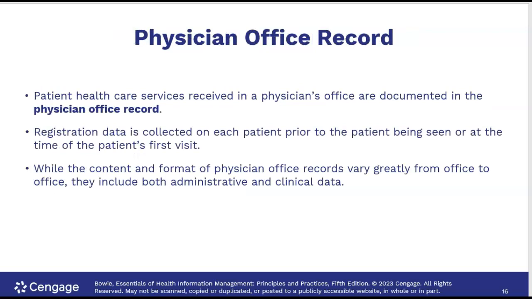Now, the physician office record. This is when you go to see the physician, let's say for a urology appointment or internal medicine because of a yearly physical. So the patient healthcare services received in a physician office are documented, of course, in the physician office record. Registration data is collected on each patient prior to the patient being seen or at the time of the patient's first visit. So while the content and format of the physician office records vary greatly from office to office, they both include administrative and clinical data.